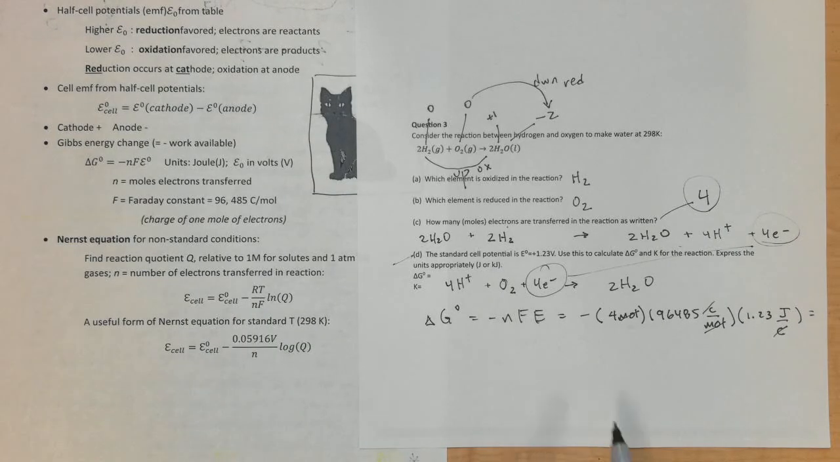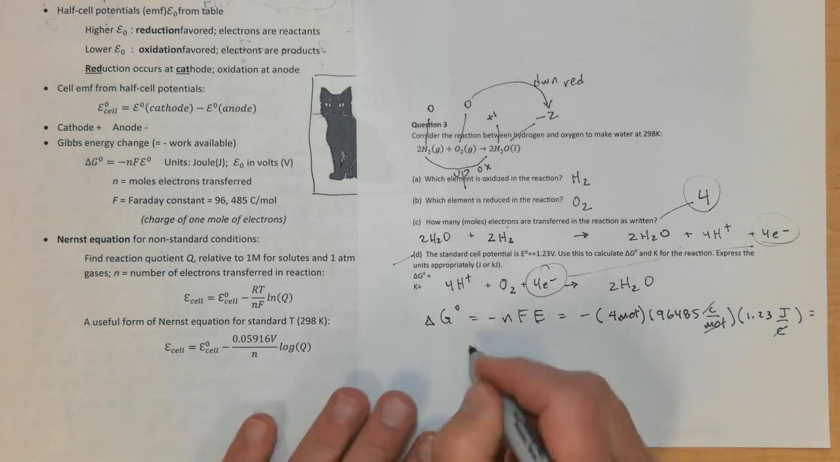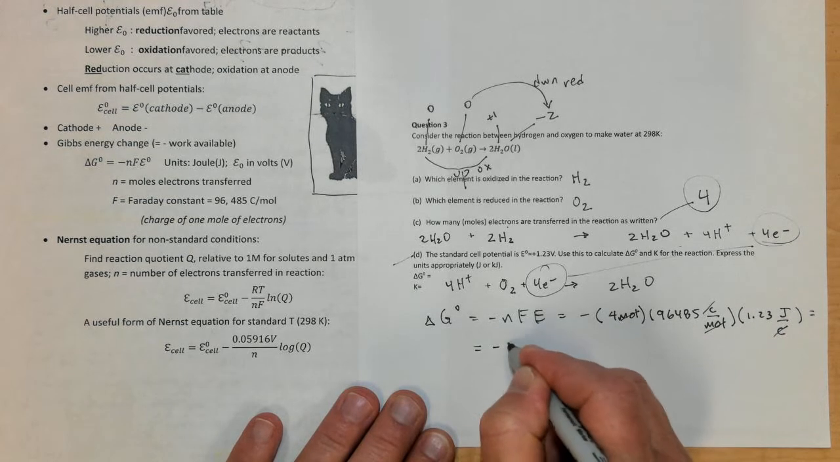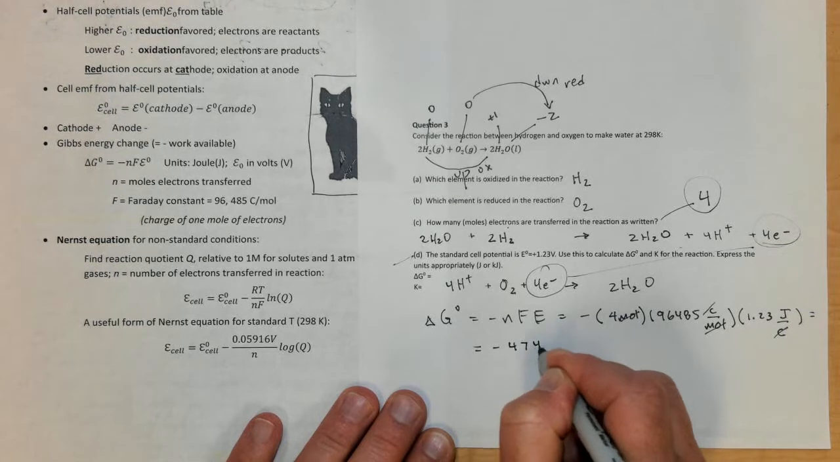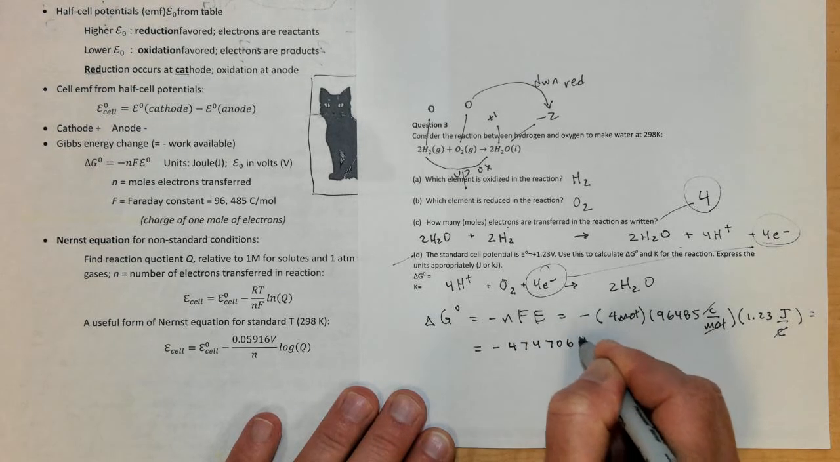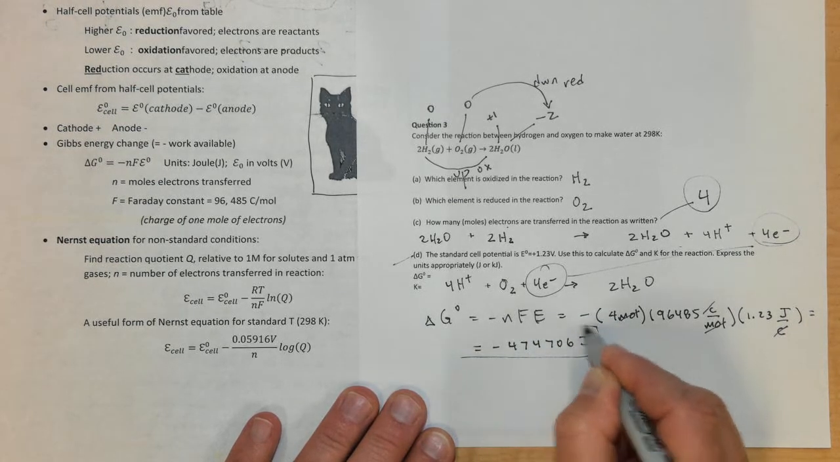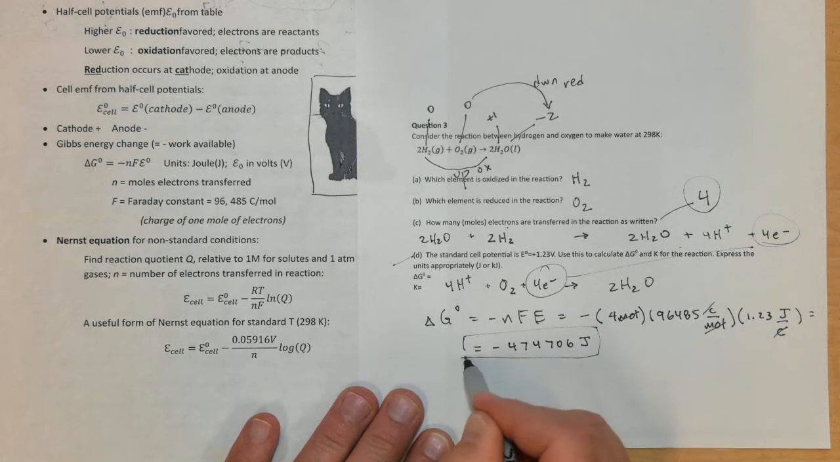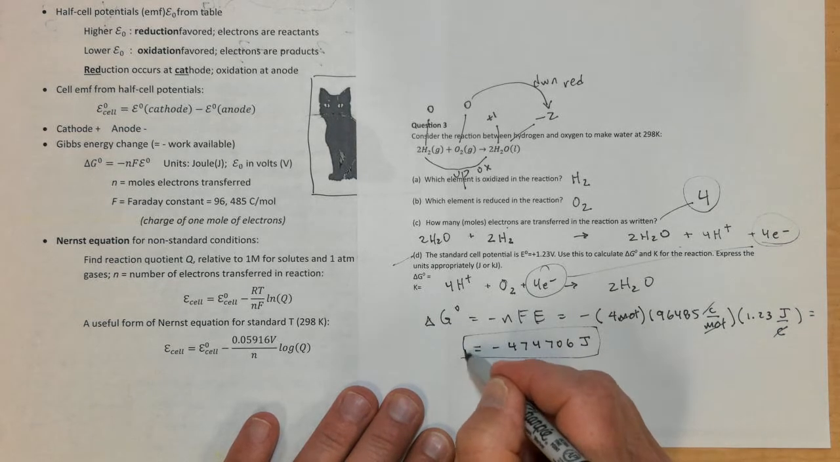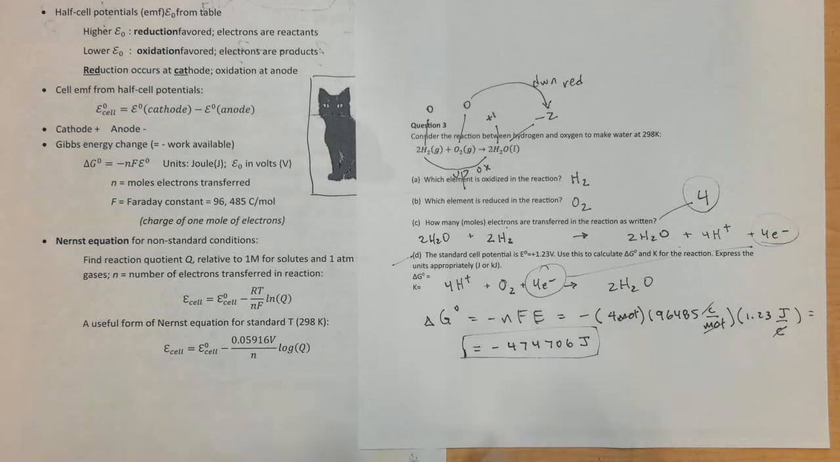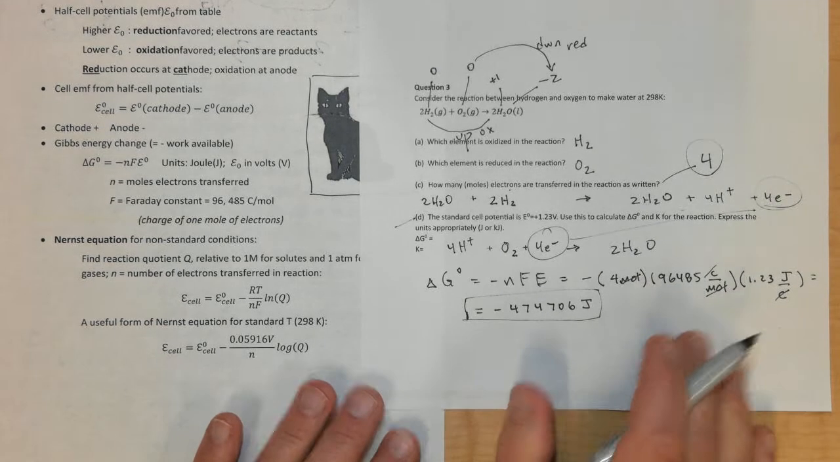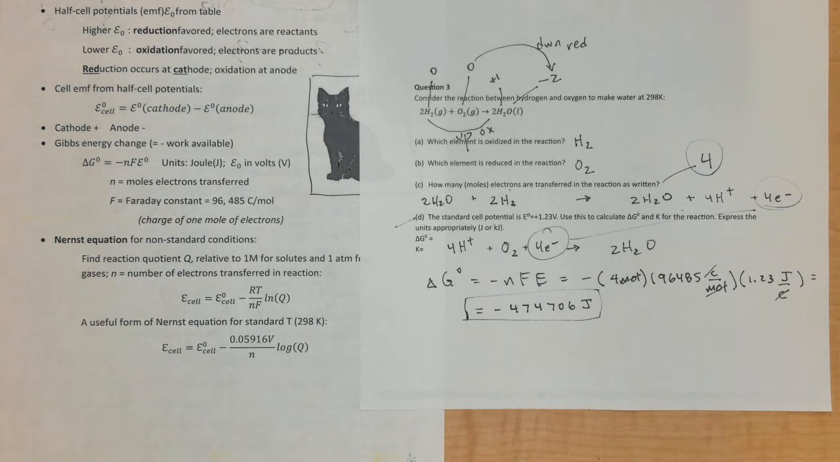Multiplying those together, 4 times the 96,485 times the 1.23, my answer in joules would be negative 474,706 joules. Be careful to put your units in there and not confuse it and say, oh, it should be in kilojoules, because that's what we usually put delta G in. But in this case, it's easier to just get the answer in regular joules.